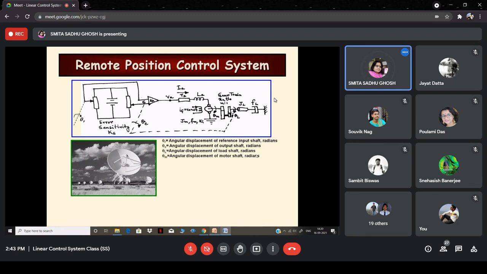Next is theta M, right? So theta M is the angular displacement of the motor shaft in radians. So you can see theta M over here. This is the motor shaft. Theta M is the angular displacement of the motor shaft.